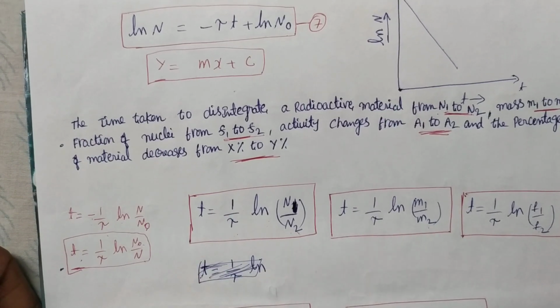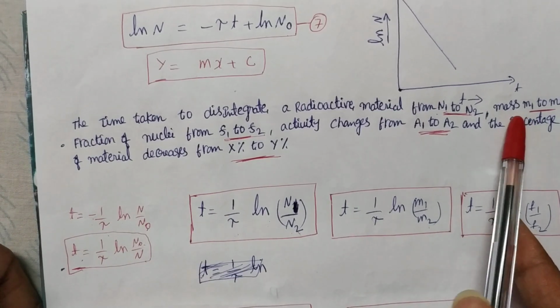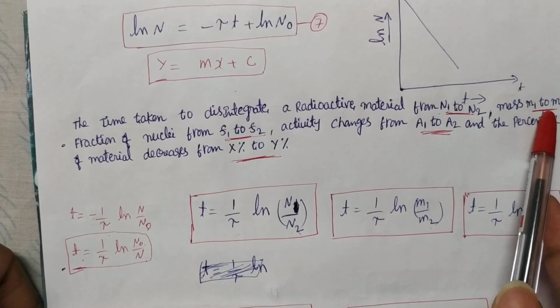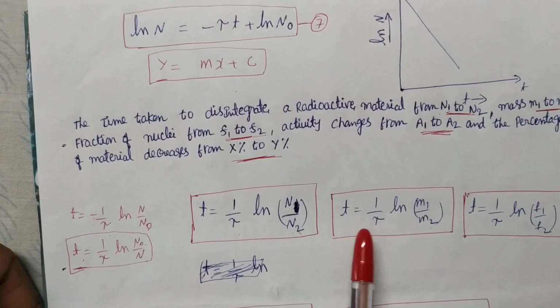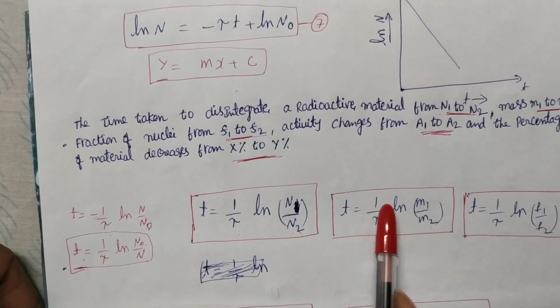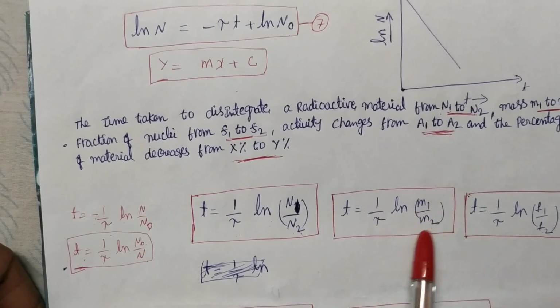Sometimes they ask: initially the mass of the radioactive substance is m1, and after some time it is m2. What is the time taken? t is equal to 1 by lambda, a similar formula, 1 by lambda log of initial by final mass.